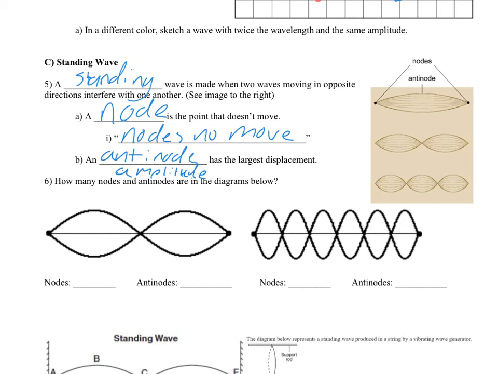So how many nodes and antinodes are in the diagrams below? So this diagram has a node here, here, and here. So those are 3 nodes. And a lot of people might think that this one has 4 antinodes, but these are each actually 1 antinode. Okay, so this one only has 2 antinodes. The next one, let's see how many nodes it has. It has 1, 2, 3, 4, 5, 6, 7. And we're always going to have 1 fewer antinodes than nodes. So there's going to be 6 antinodes. And you can count it off. 1, 2, 3, 4, 5, 6.